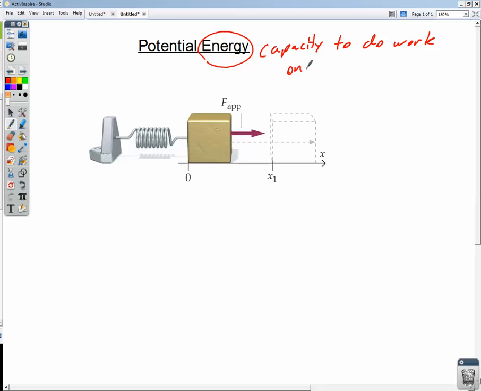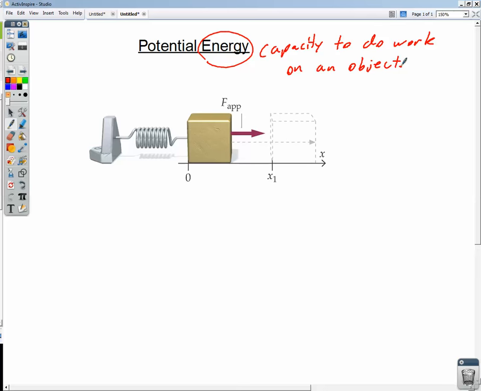on an object. So anything that has the capacity to do work on an object has energy. With potential energy, we can think of it as stored energy. It's energy that's stored in a system that, under certain conditions, can do work on an object.